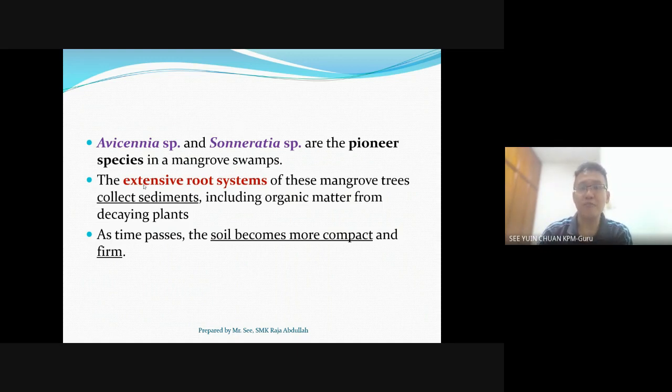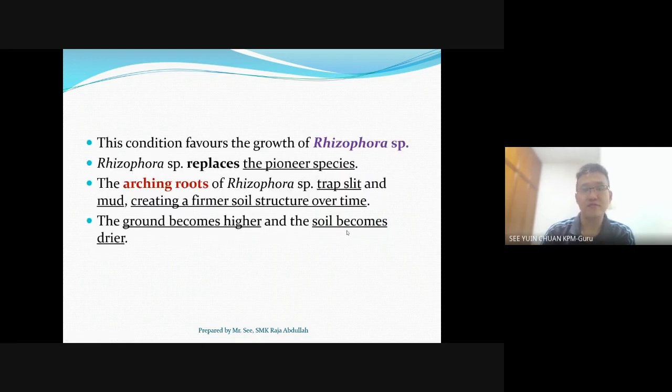Okay. I want to mention the most important thing: do you see that with all the species found near the swampy area, the soil becomes more compact and firm? You notice this? Compact and firm. That's why it also makes the ground become higher and the soils become drier. How about those pioneer species? We will talk about that in the future. I just want you to get the picture first.